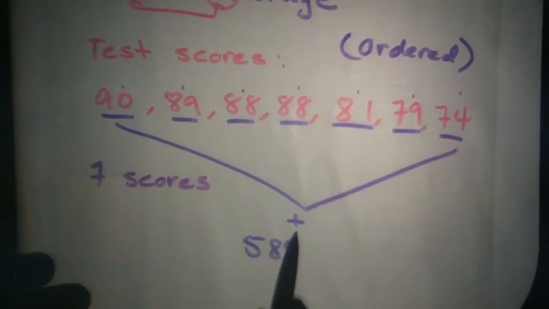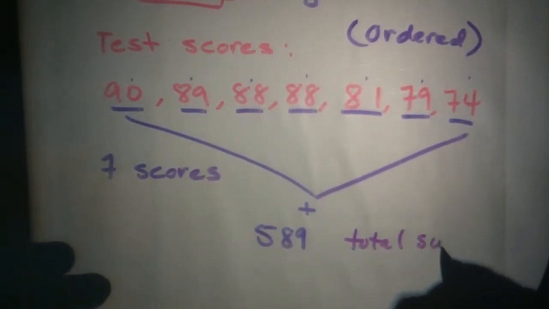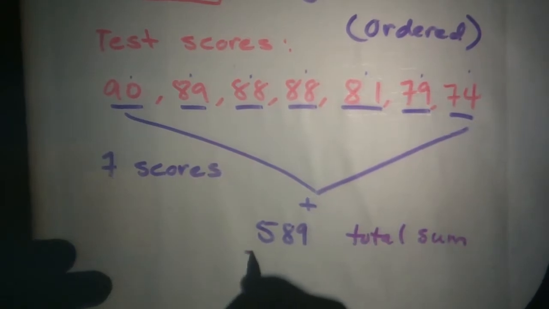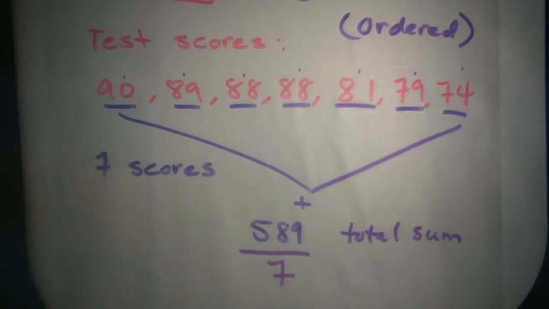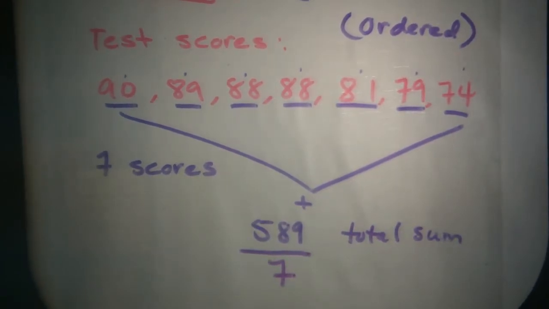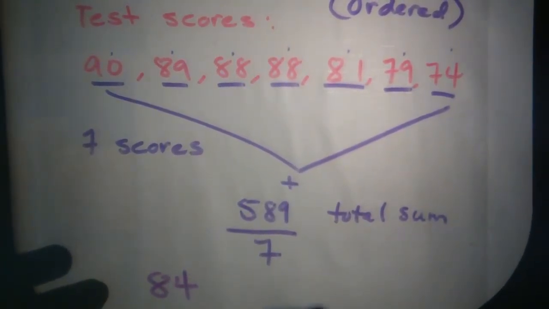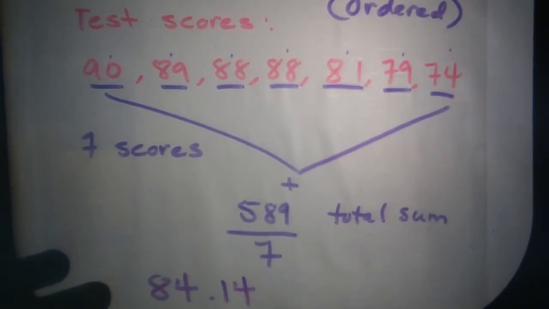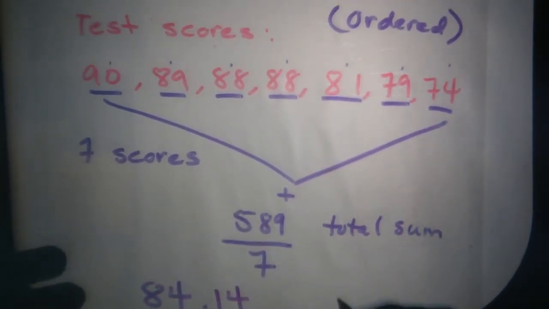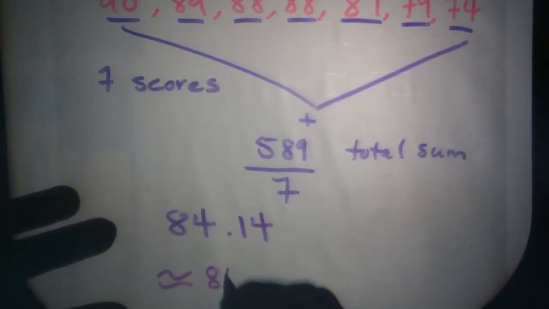So I take my total sum, and I'm going to divide it by the number of scores. I have 7 scores. So take 589 divided by 7. That equals 84.14. So I can just go ahead and round it and say it is approximately 84.